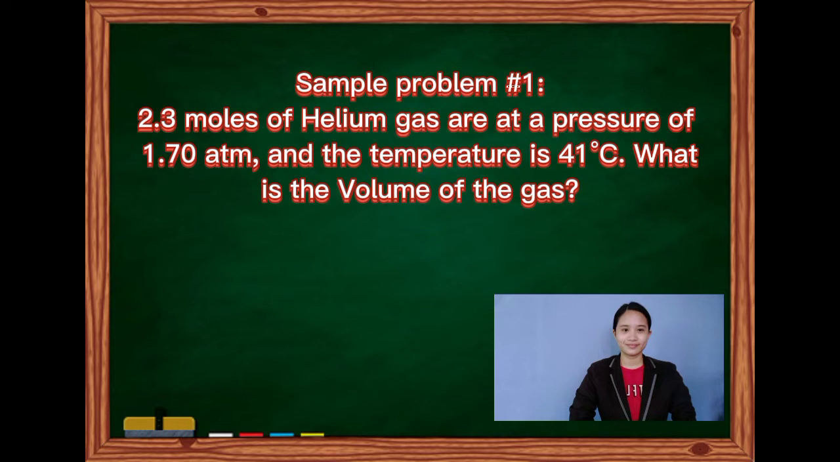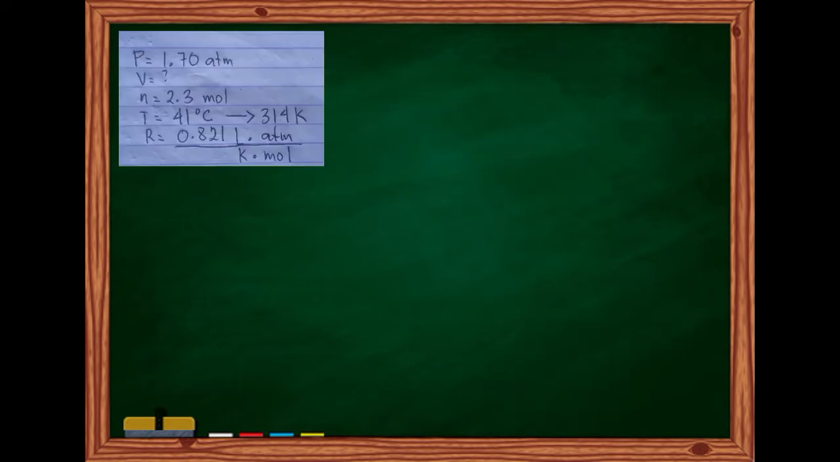2.3 moles of helium gas are at a pressure of 1.70 atm, and the temperature is 41 degrees Celsius. What is the volume of the gas? The first thing we do is get our variables straight. Here I'm going to be using R, which is a constant. R is right here. V is going to be the value that I'm solving for.